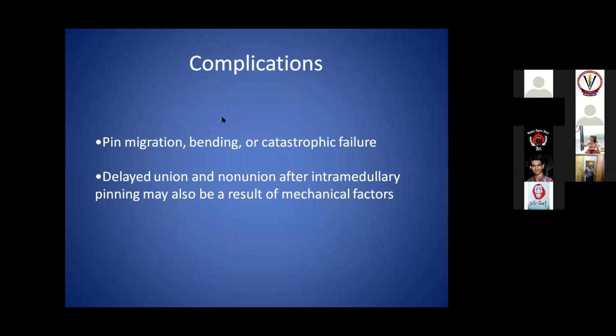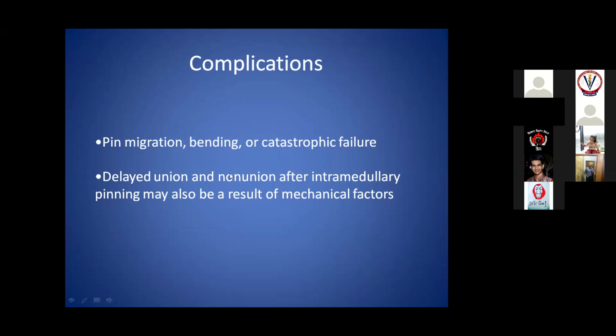And if you use an undersized pin, as I said, 70% of the medullary canal should be filled by the pin you have selected. Suppose you require a 7 mm pin and you are putting a 3 mm pin, naturally you are not filling 70% of the medullary canal. So naturally that is prone to bending. So always keep in mind that 70% of the medullary canal should be filled by the pin.